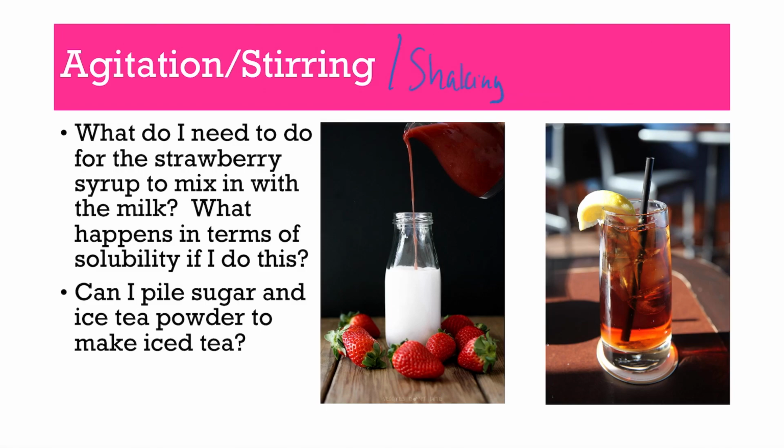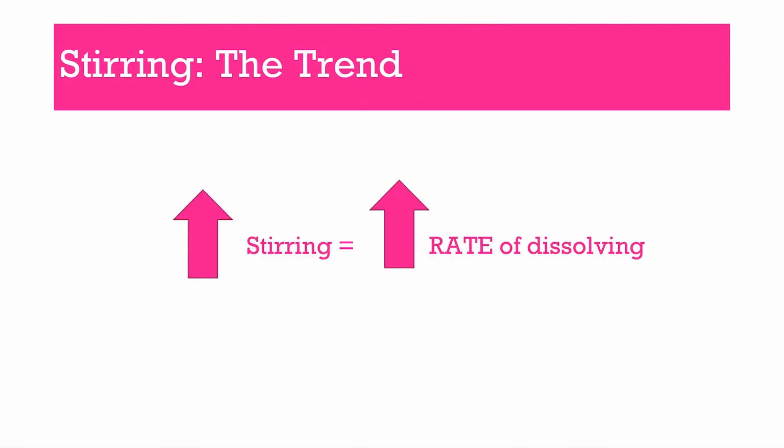So if you're making strawberry milk, I'm not a fan of chocolate milk, so let's say strawberry milk, or if I pile sugar into iced tea, should I just leave it there or should I do something? Why?